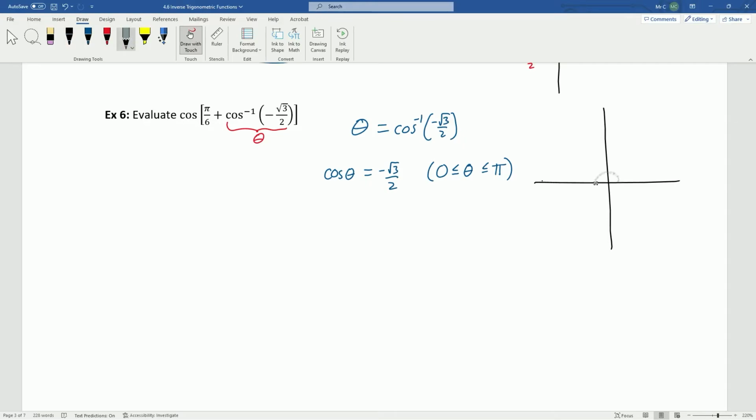So our angle has to be between 0 and pi, so somewhere up here, and we should get a negative value for cosine. So that tells me we're in the second quadrant. I'm either in the first or second, so I must be in the second quadrant. And if cosine is negative root 3 over 2, my triangle should look like this. This is negative root 3 over 2. And if this side is negative root 3 over 2, my other side is 1/2. My triangle is a little sloppy there. Let me just make that a little bit better.